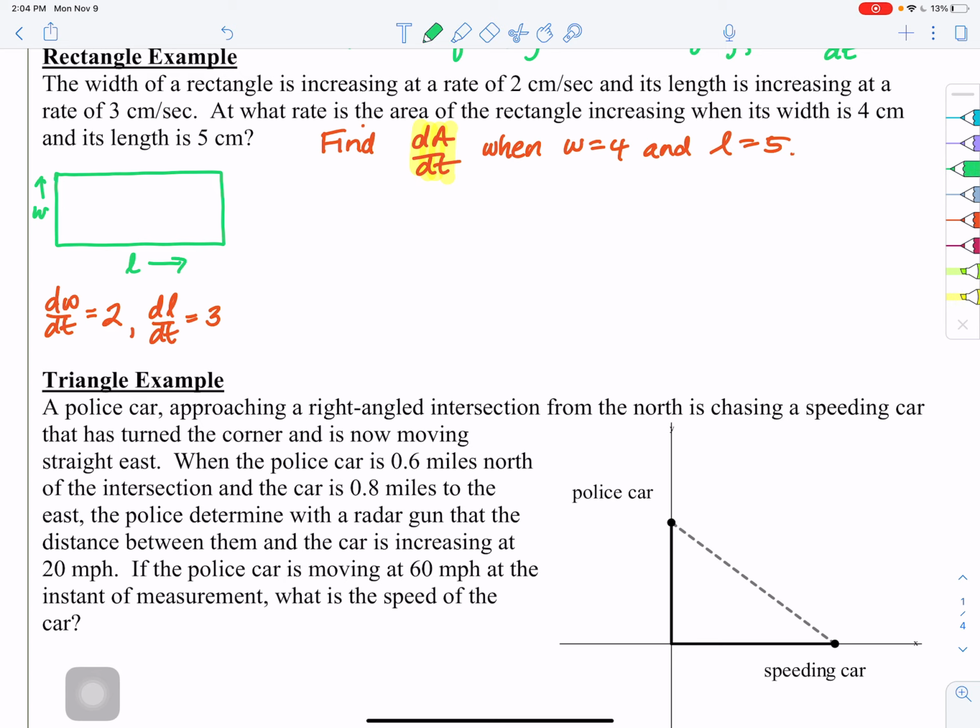So the area of the rectangle, you have to look for an equation that relates the variables, okay? So we need an A, a W, and an L. So the area of any rectangle is the length times the width. So dA/dt is the derivative of L with respect to t times W plus L times the derivative of W with respect to t. Okay? We are looking for dA/dt, and dL/dt was given as 3.